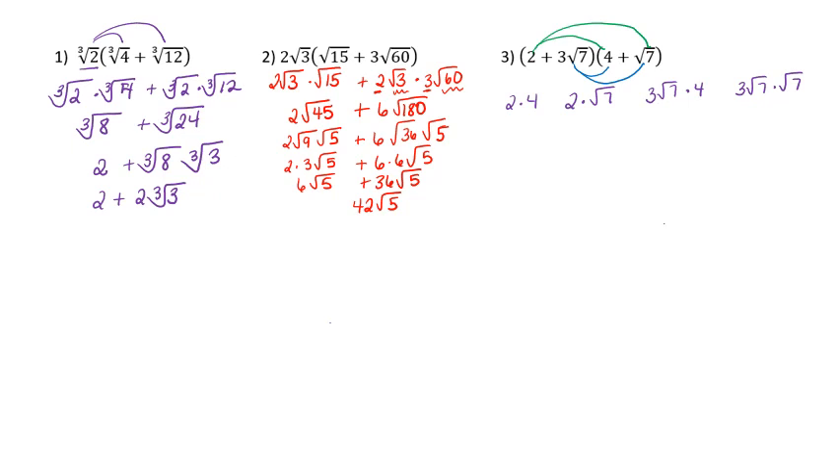All right. 2 times 4 is 8. And then 2 times the square root of 7 is just 2 square roots of 7. I'm going to multiply 3 times 4 and get 12 square roots of 7 on this one. And now here comes something important. The square root of 7 times the square root of 7 would be the square root of 49. The square root of 49 is just 7. And then 3 times 7 is 21.